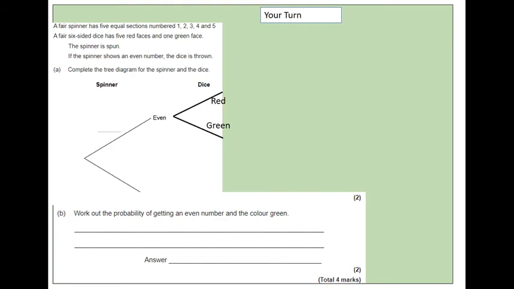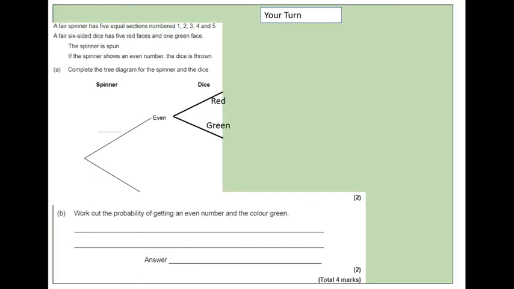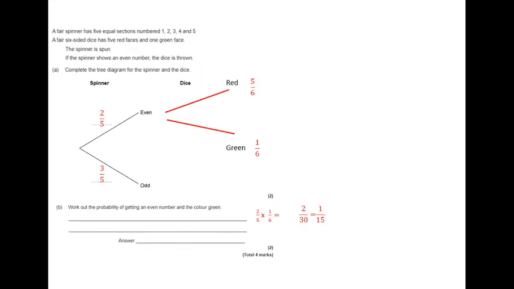Right, let's have a look then. So it says, first of all, a fair spinner has 5 equal sections, 1, 2, 3, 4, 5. So when it's spun, you want to work out that it's even first of all. The chance of it being even, there are only 2 even numbers, so it's 2/5. That means the other one must be 3/5.